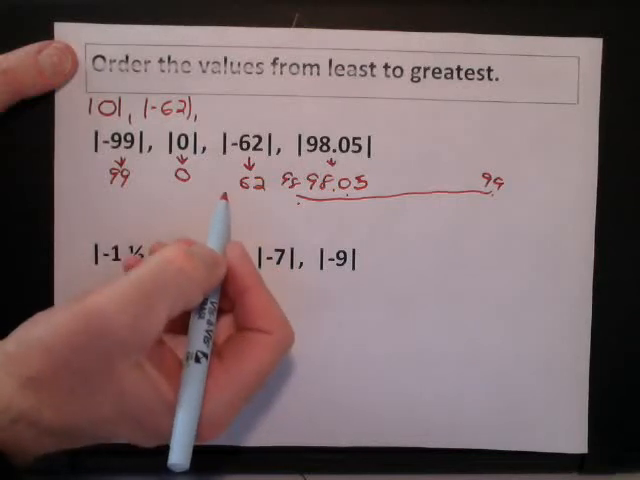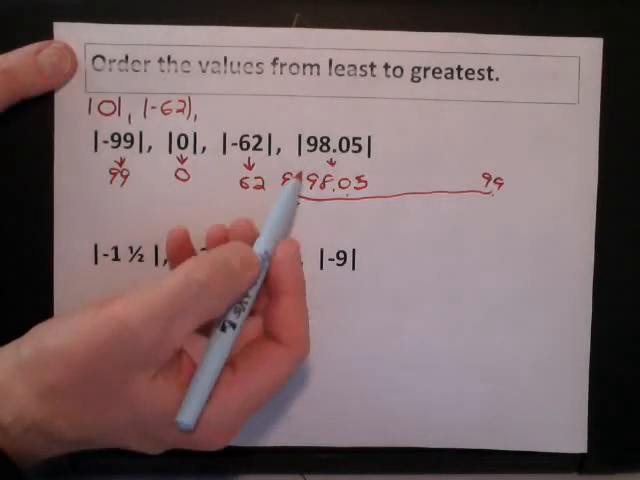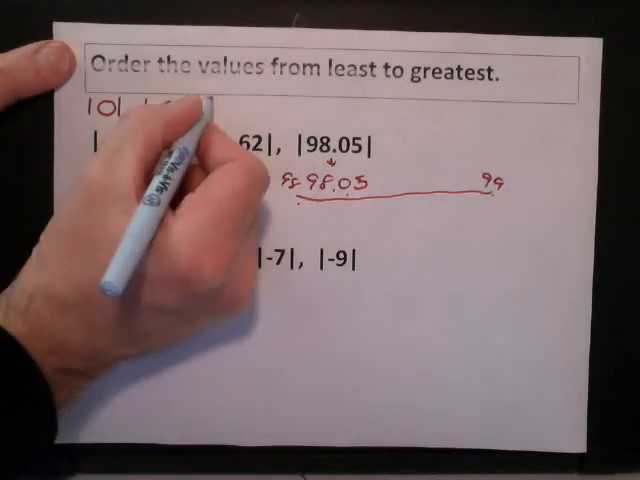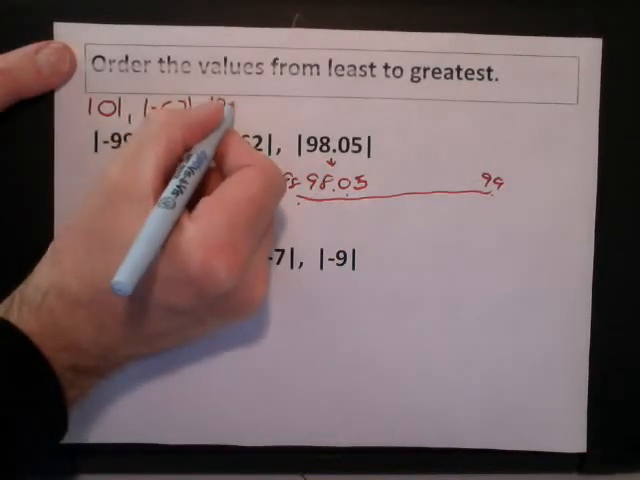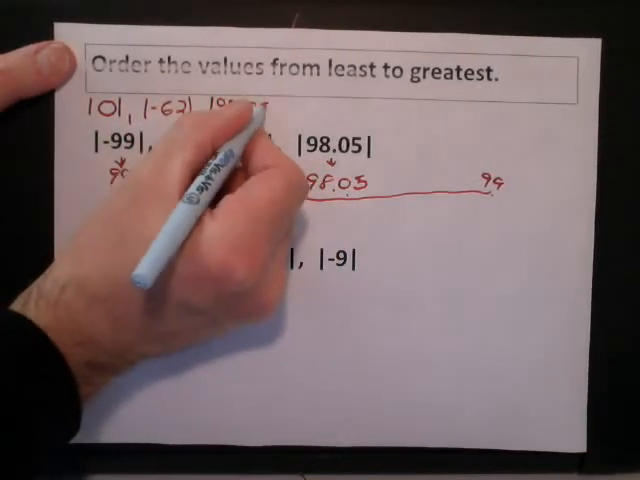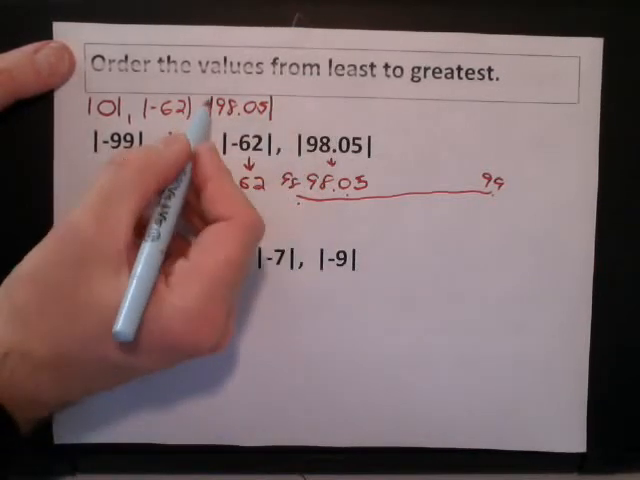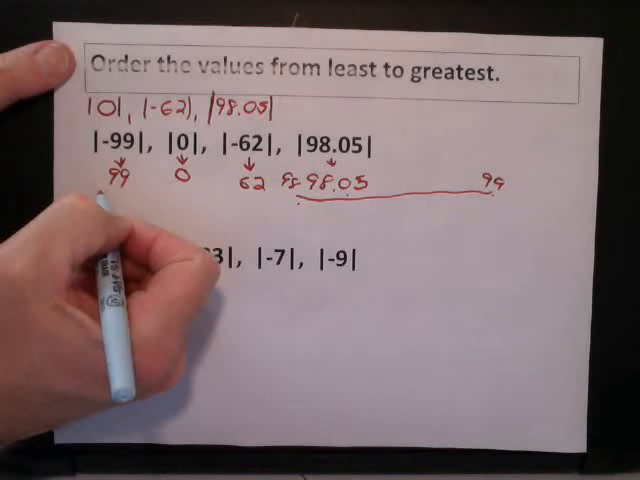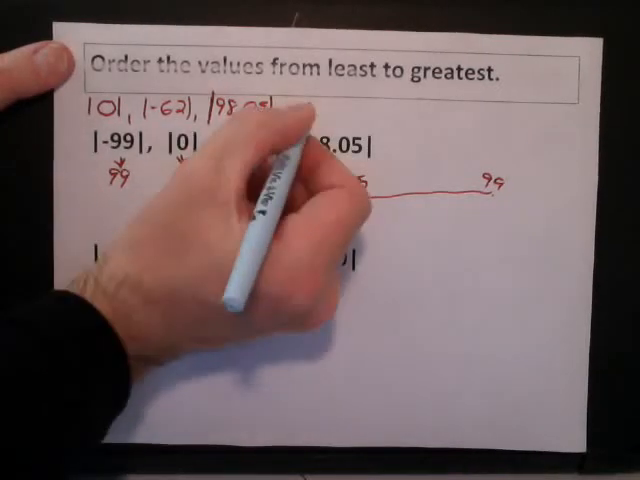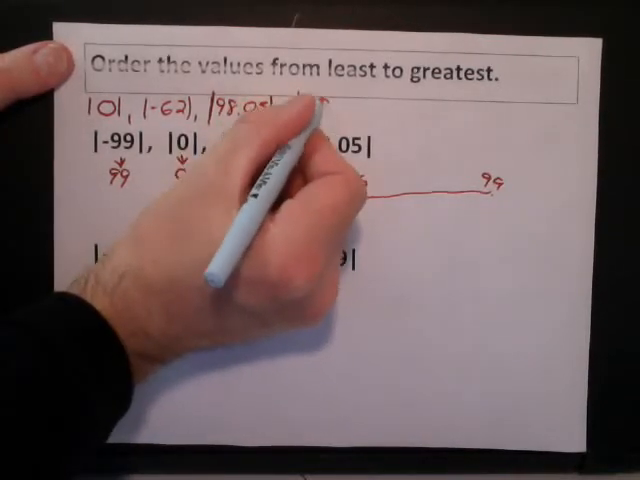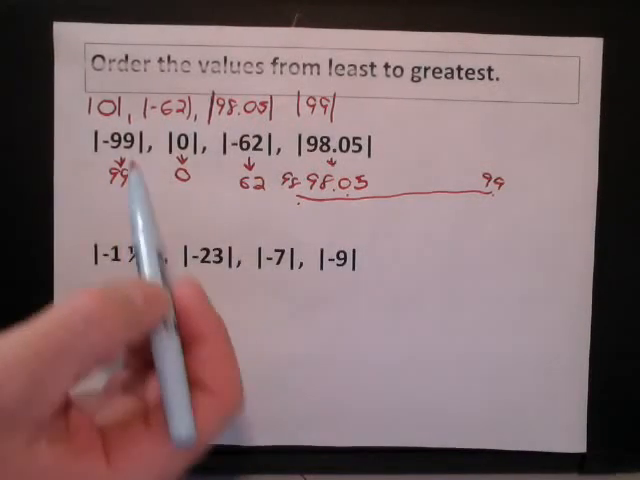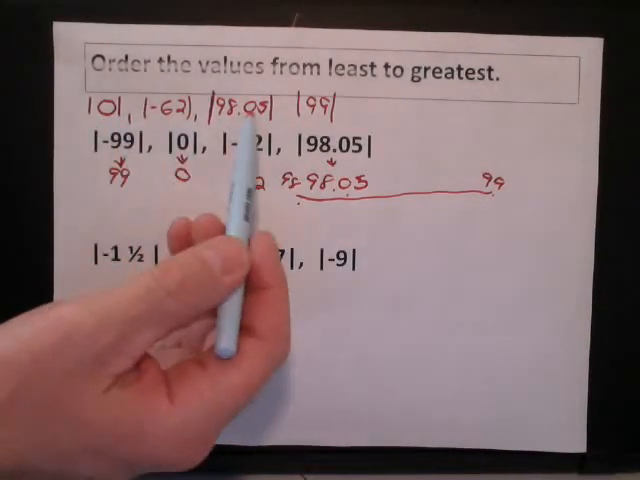And then we have the absolute value of 98 and 5/100. So we're going to write 98 and 5/100 absolute value. Okay, and then our greatest absolute value is the absolute value for 99. Okay, and so that's our ordering from least to greatest.